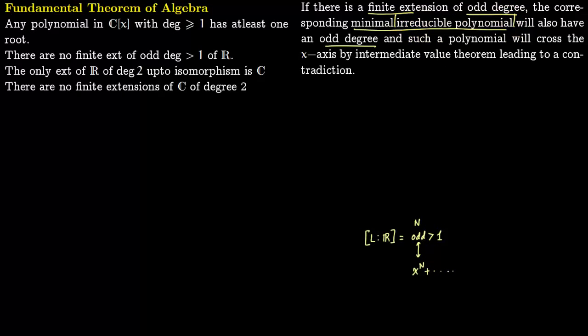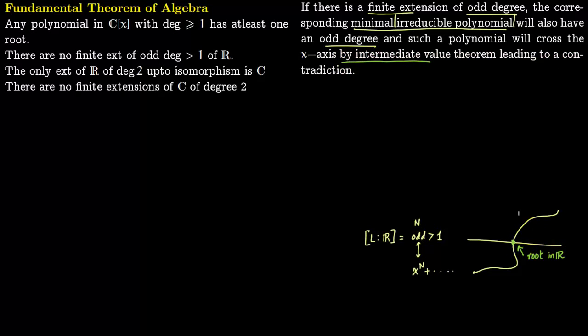Now, if you have a polynomial with odd degree, then by the intermediate value theorem, this will cross the x-axis. Say the first term is positive: if you put in some large negative number, it will be below the x-axis, and if you put in a large positive number, it will be above the x-axis. So somewhere it will cross the x-axis, and that point would be a root in R, by the intermediate value theorem.